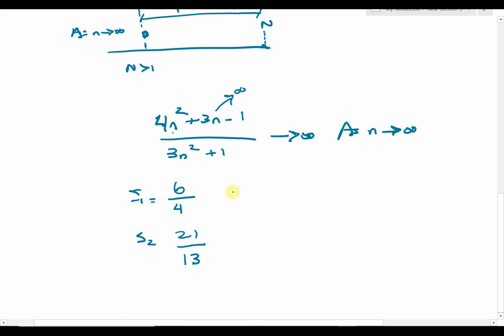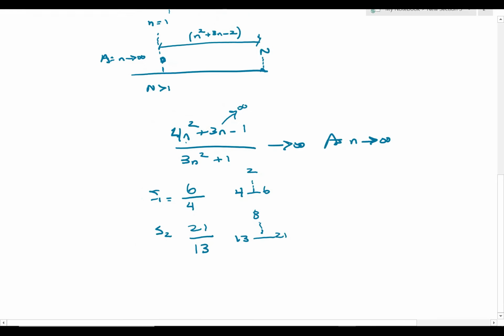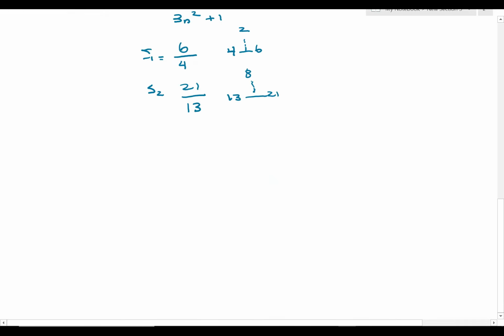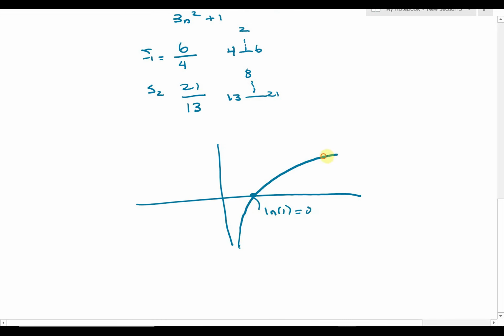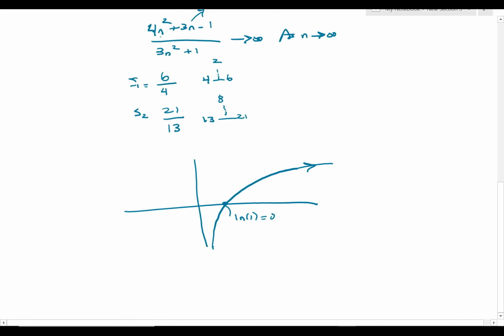Notice the difference. From 4 to 6, this distance is 2. From 13 to 21, this distance is 8. So it's getting progressively larger, and it's going to keep getting larger and larger, and therefore it diverges. So because ln is a function, we have ln 1 equals 0. So this keeps going to infinity as explained before.